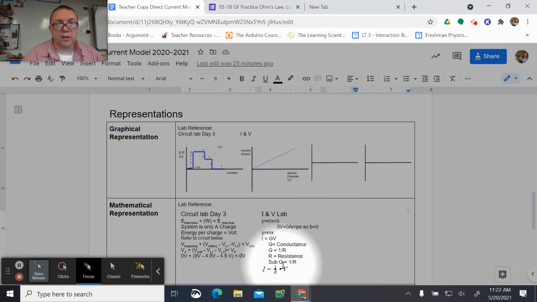We did get it experimentally in our Pivot Interactives lab. There are other actual labs that we can do to get this experimentally, but this is Ohm's law that we're using here.